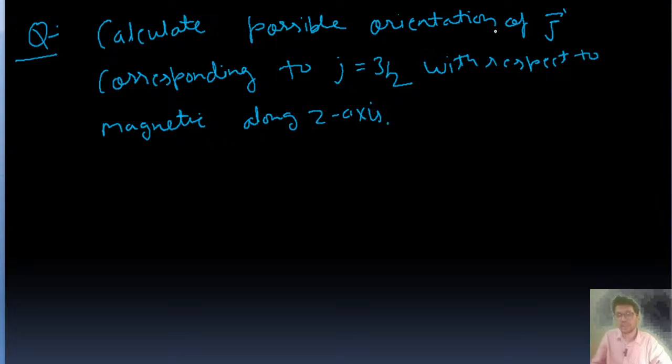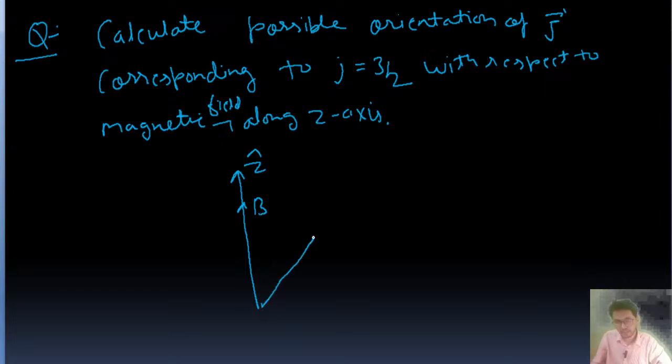Calculate possible orientation of J. So we have to find the possible orientation of J corresponding to J value given 3 by 2 with respect to magnetic field along Z direction. Okay, so we have been given like this. So this is the Z direction, and the magnetic field direction is also the same. And this is L, and this value is theta. So we need to find the possible orientation.